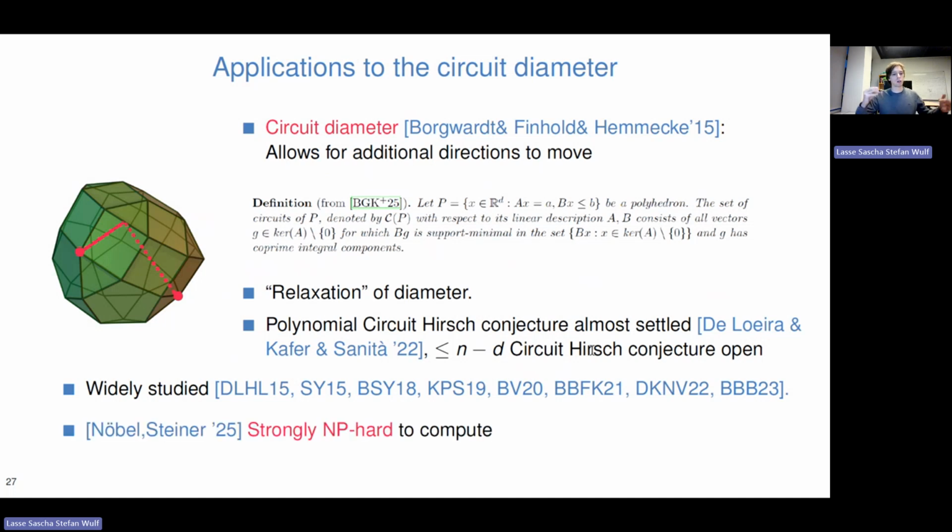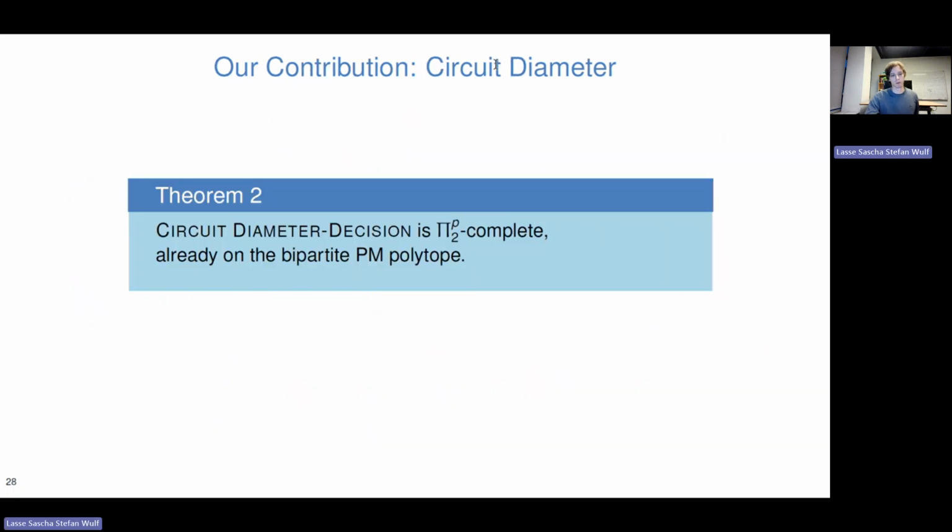And our result also applies to the circuit diameter, also based on an idea of Nöbel and Steiner, because it turns out that it's simply the case that for this bipartite perfect matching polytope, the circuit diameter is equal to the diameter. So that's kind of nice. Whenever you show a hardness result applying to the diameter, it automatically also applies to the circuit diameter. So this is this theorem. Circuit diameter decision is sigma 2 complete already on the bipartite perfect matching polytope.